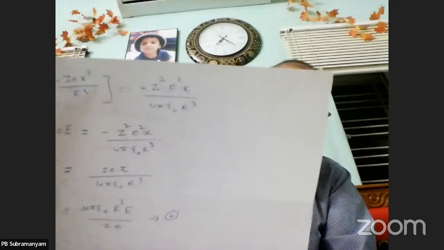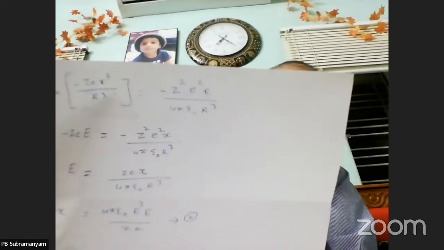And E is given by Z. After simplification, taking off the minus, taking off Z, E and all the cancellations, it leads to ZE x by 4 pi epsilon naught. Further we extract x from it, and then we will be getting 4 pi epsilon r cube E by ZE. That's what we name equation 2.